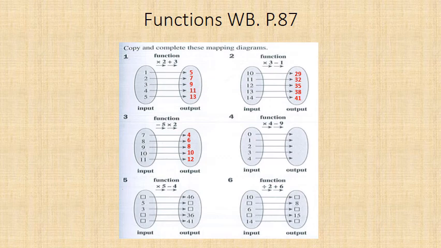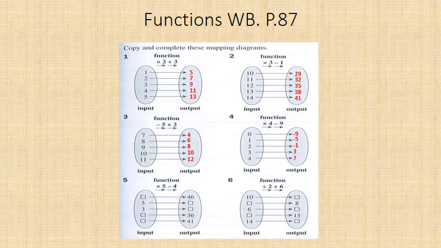Then in question 4, 0 times 4 equals 0, minus 9 equals negative 9. 1 times 4 equals 4, minus 9 equals negative 5. Then 2 times 4 equals 8, minus 9 equals negative 1. 3 times 4 equals 12, minus 9 equals 3. Then 4 times 4 equals 16, minus 9 equals 7.